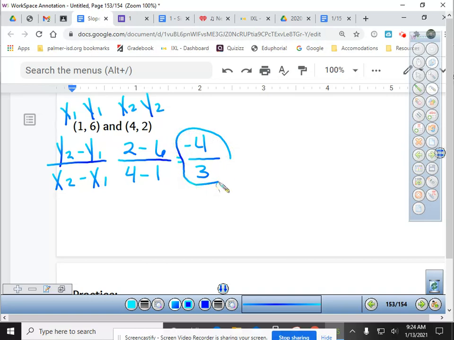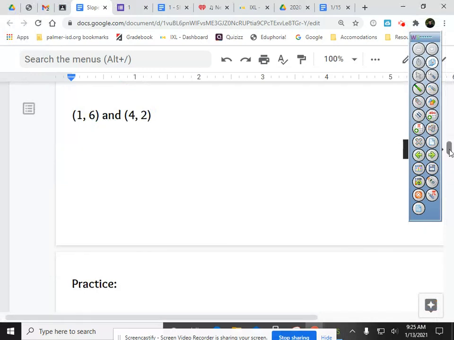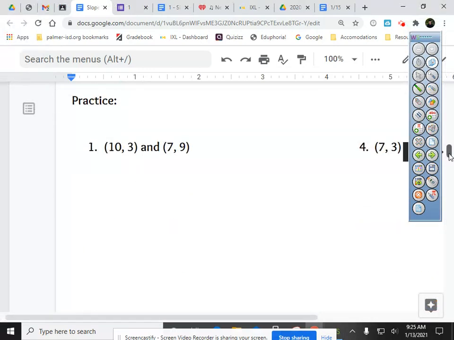Is that a negative 3? You can't take 4 away from 1. Wouldn't that be negative 3? 4 minus 1? 4 minus 1 is 3. Alright. This is not hard. Stuff to write down, but it's not hard. Turn the page. Look at the practice.